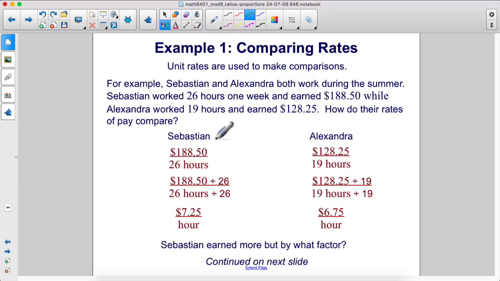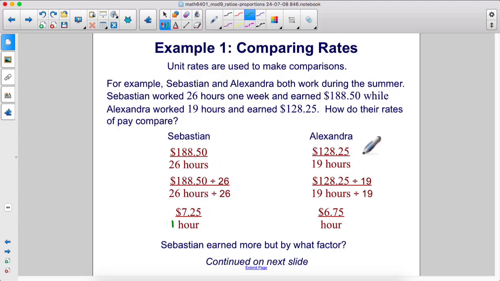Okay, so we need to figure out Sebastian's pay per hour. So since we have 26 hours in the denominator, we are going to divide top and bottom by 26 so that the denominator becomes 1 hour. 188.5 divided by 26 is $7.25 per hour.